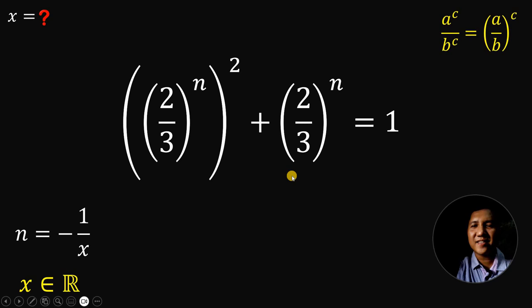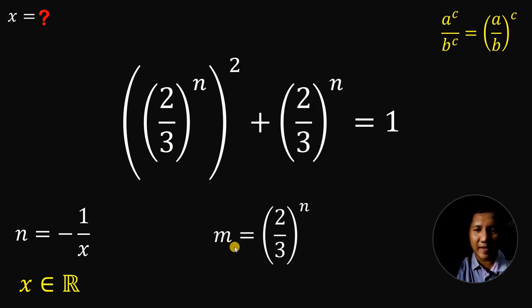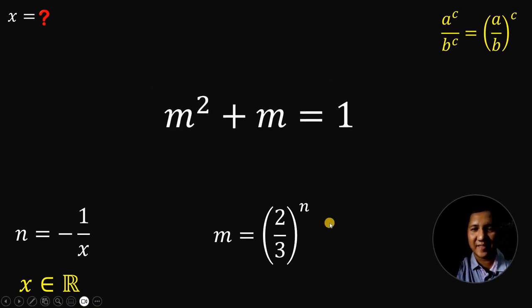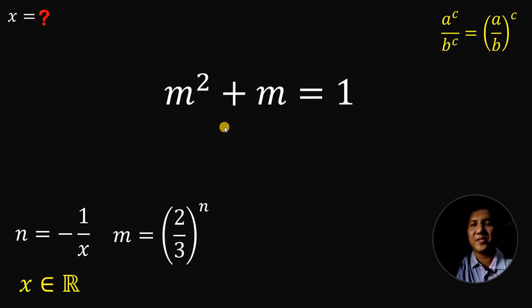Now, another substitution is needed because take note that we have a common term of 2 over 3 raised to the power of n. Now, let's have m. So, let m be equal to 2 over 3 raised to the power of n. So, this equation now becomes m squared plus m equals 1. Again, let's set aside this substitution and let's focus on this equation.